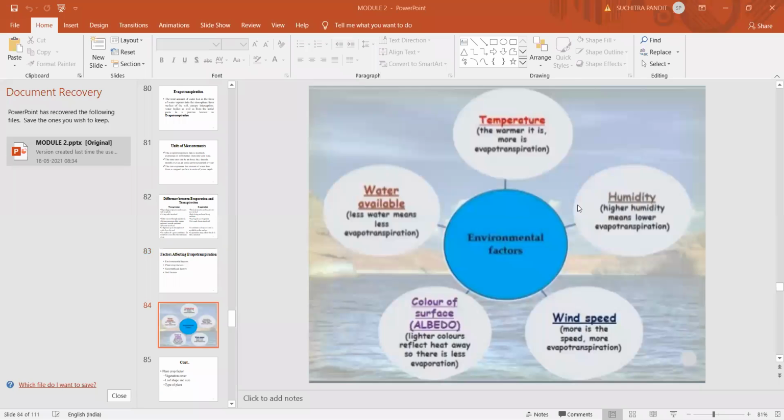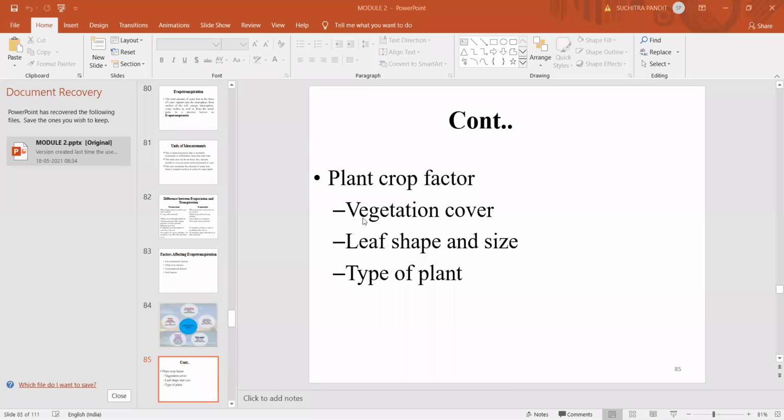The second one is the plant crop factor. What is the type of vegetation cover in that particular area? It also depends on the leaf shape and size, and also the type of plant grown in a particular area, because some plants require more water than others, especially the rice crop. Rice crop and sugar cane require a large amount of water. Hence, the amount of water lost to the atmosphere through transpiration will be very high in the case of rice and sugar cane crops.